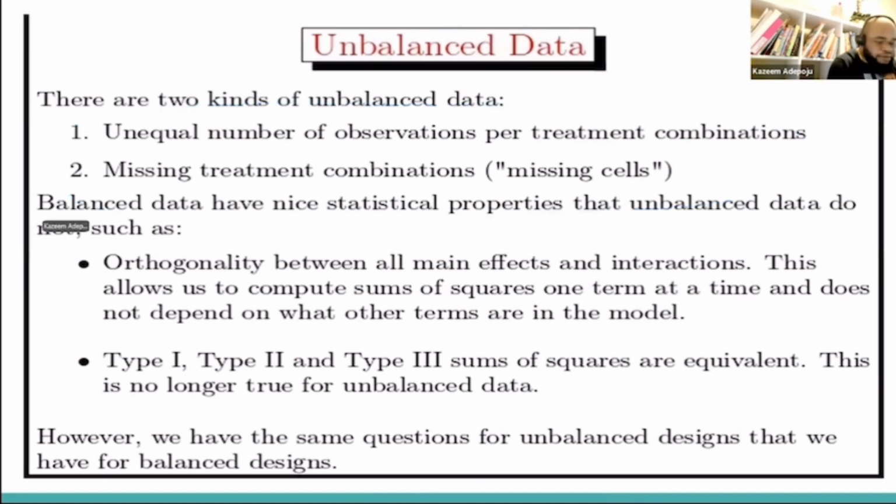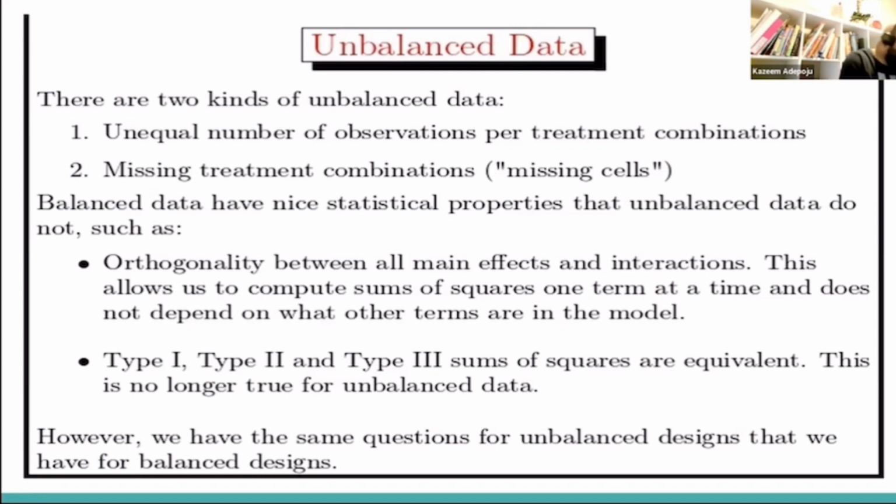Now let me tell you this. When we are working with balanced data, I want to tell you, balanced data actually has advantages over the unbalanced. I just wanted you to know that. Balanced data has what I call nice statistical property. So what do I mean by that nice statistical property? I'm actually going to let you know now.